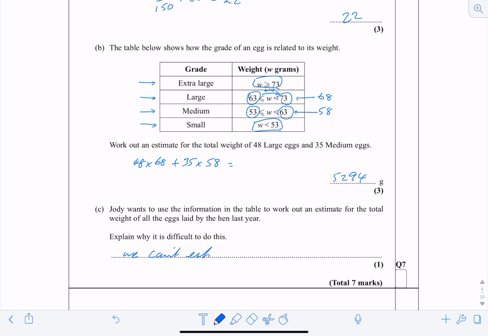We can't estimate the weights of the small and extra large eggs.